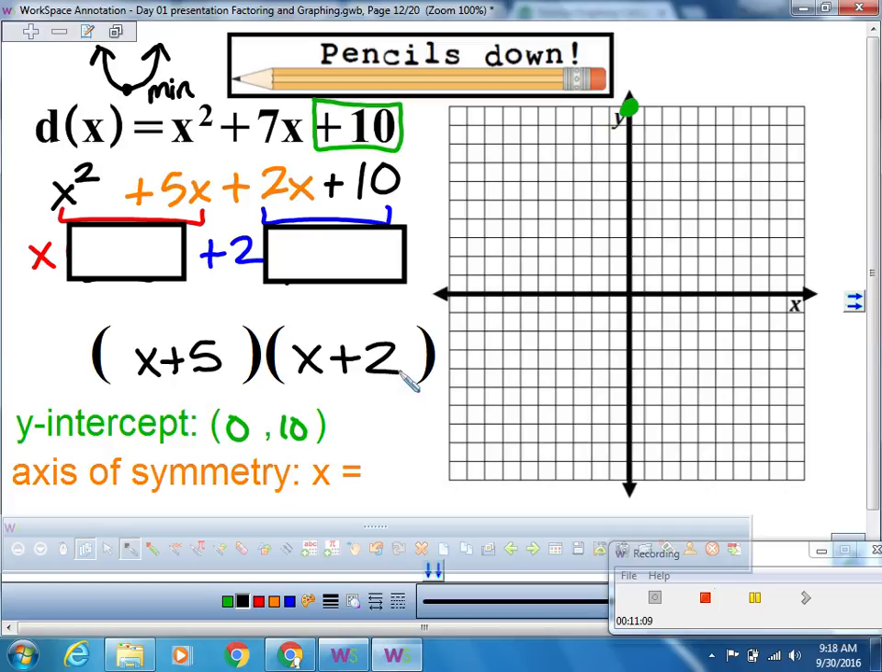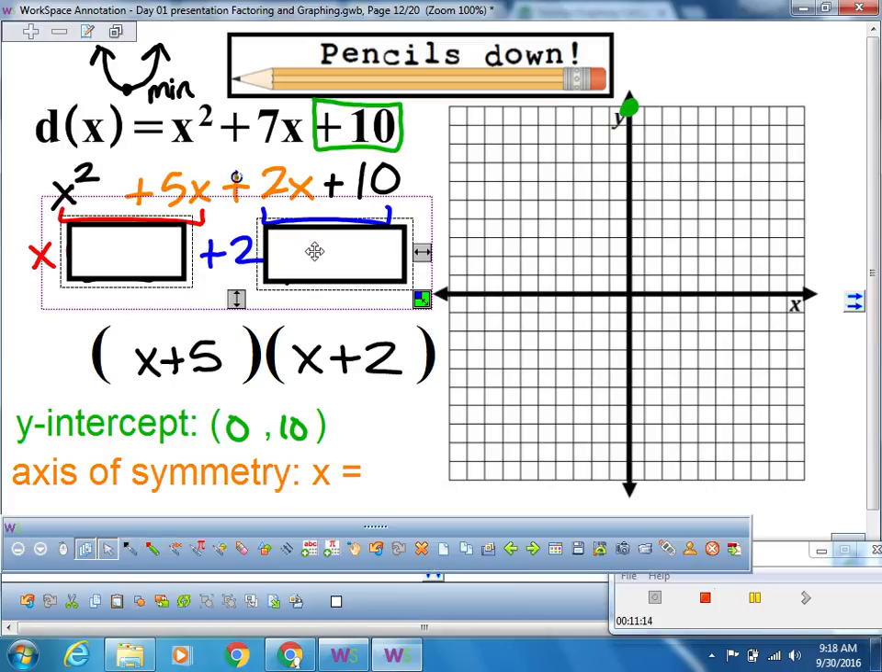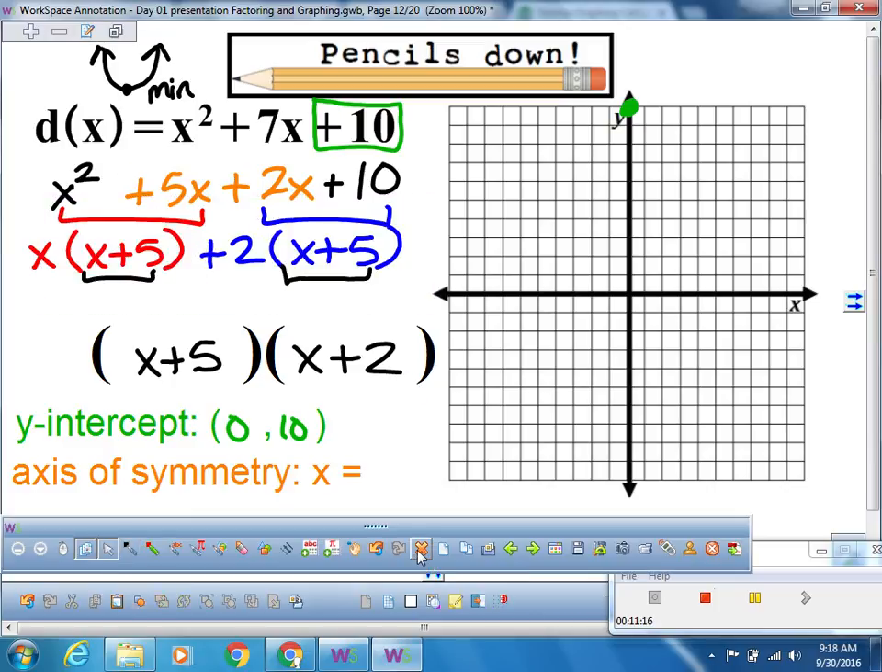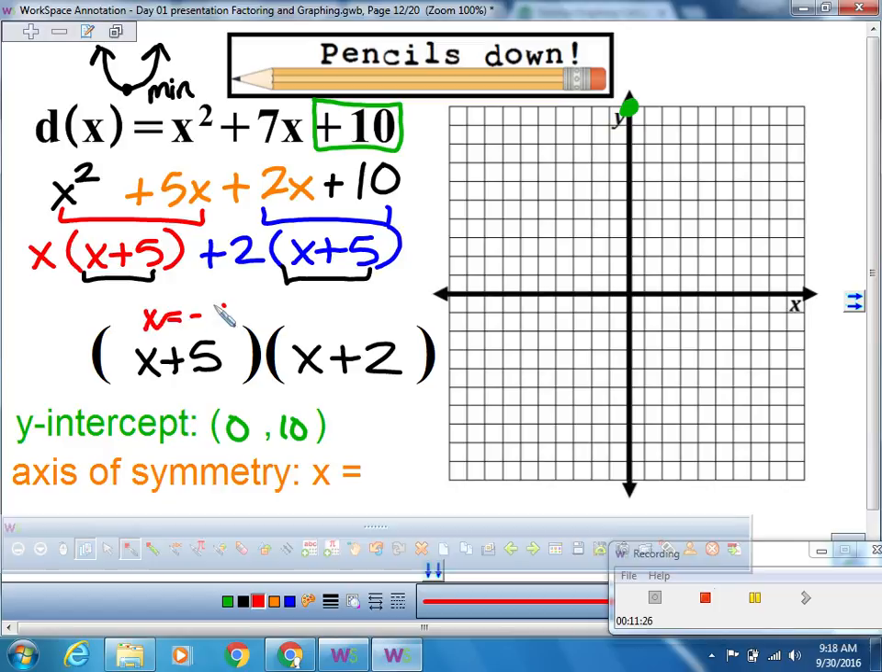Okay, I'm going to do a couple of them for you. I'm going to get rid of this. If you have another method, you can go ahead and use it. I'm not going to make you do mine. That's the way I'm going to show it. Okay? So I have x plus 5. I have a 0 at negative 5. And I have a 0 at negative 2.